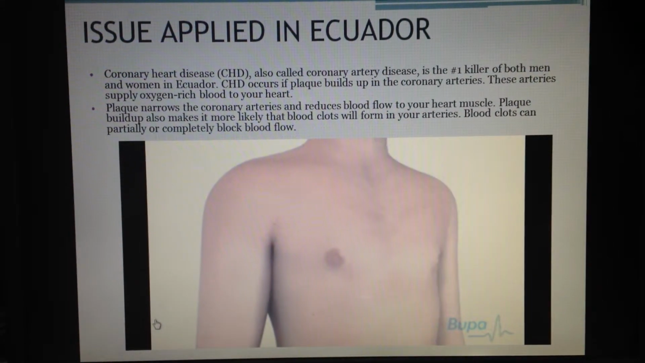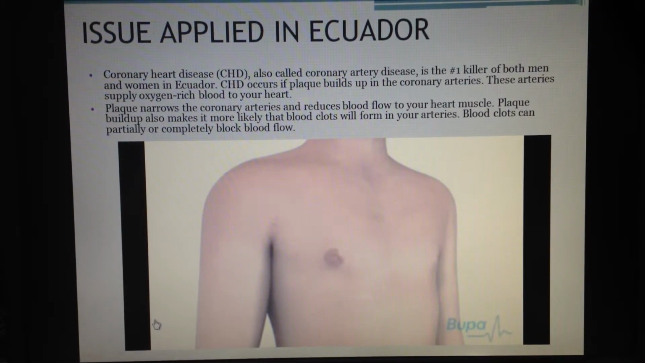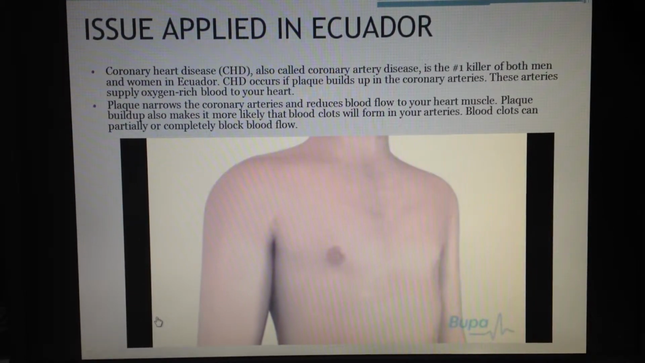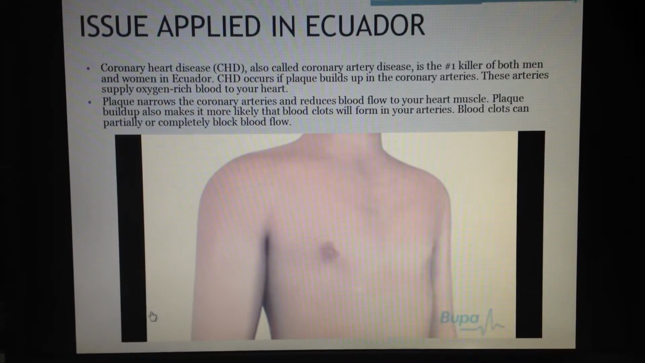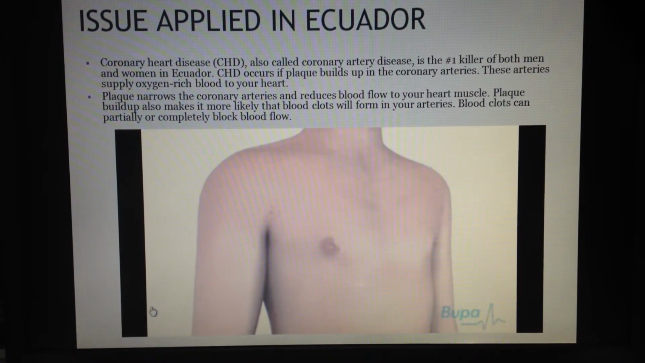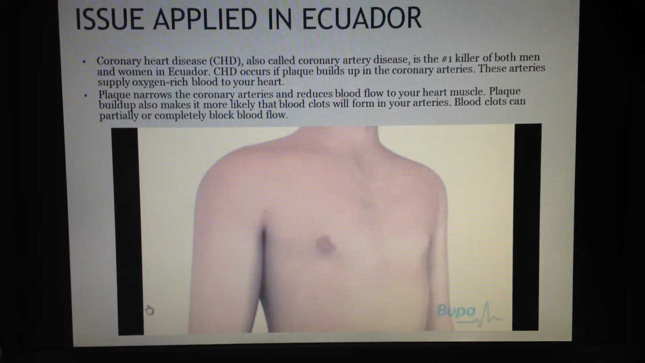This animation will show how atherosclerosis develops in the heart. Click the navigation arrows below the animation screen to play, pause, rewind, or fast forward the animation.